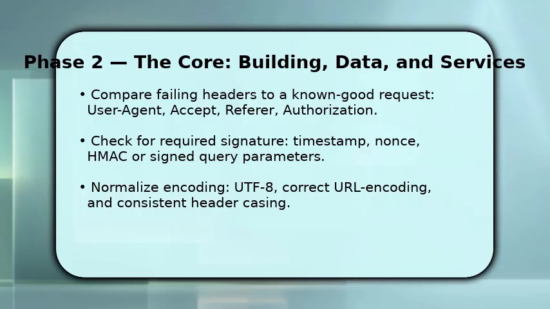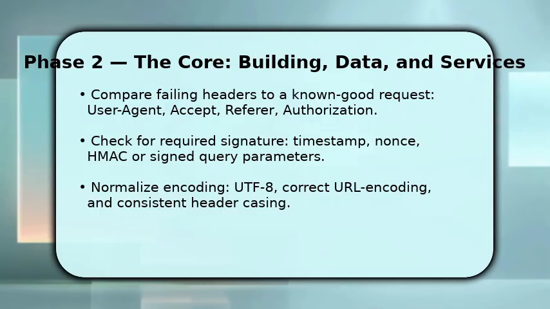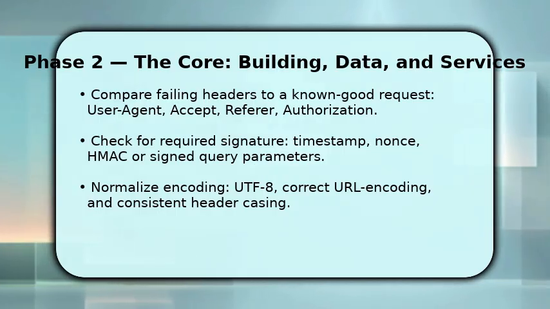Then recreate the signature flow. Compute timestamp, nonce, and the HMAC or signed query exactly as the API expects. Once done, normalize encoding. Use UTF-8, proper URL encoding of special characters, and consistent header casing.